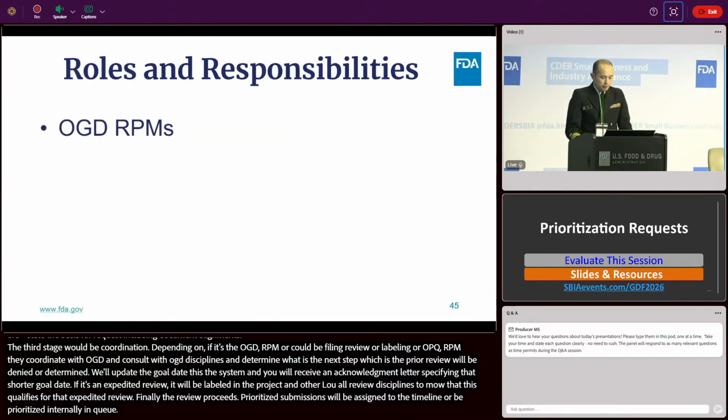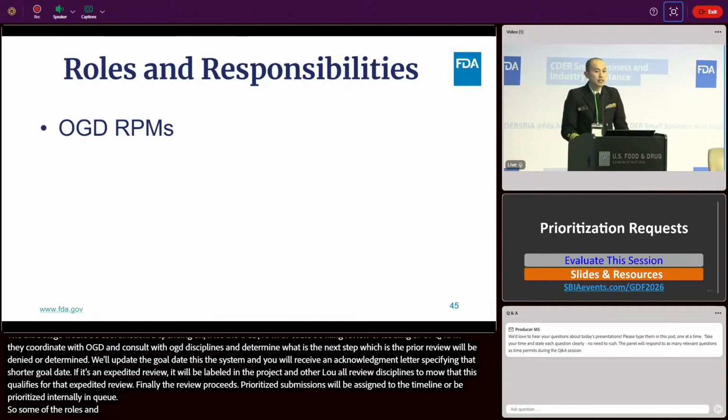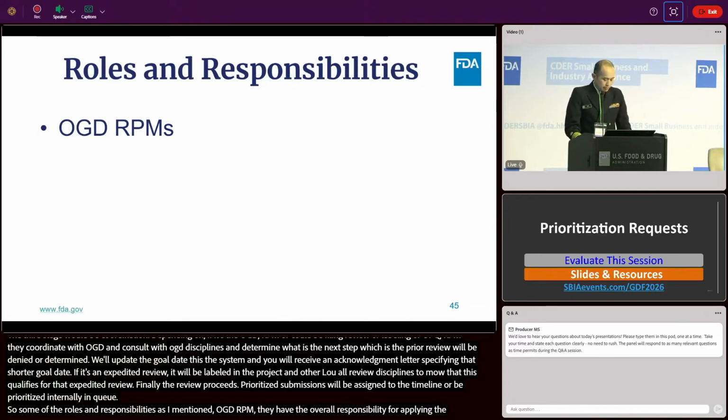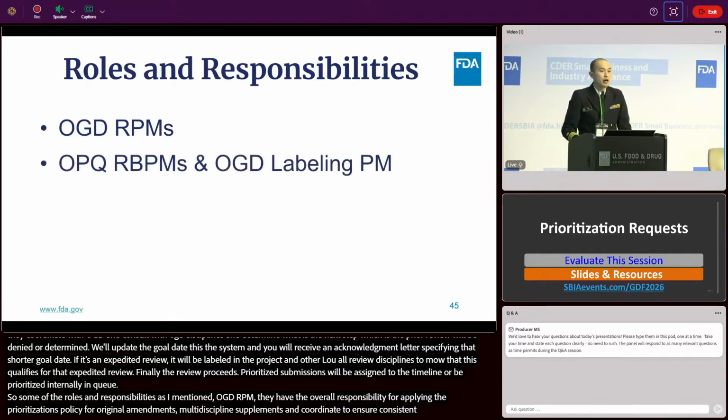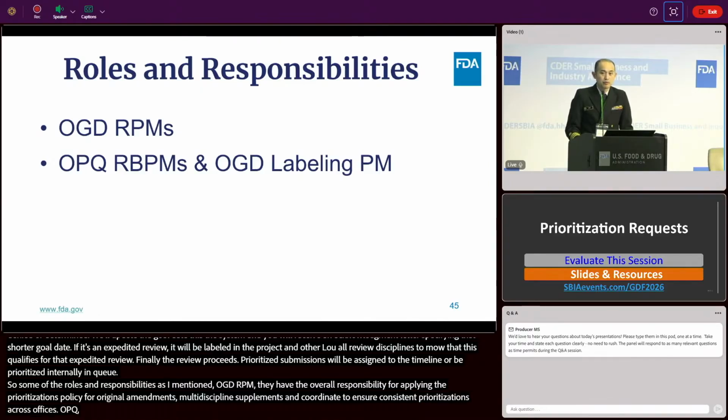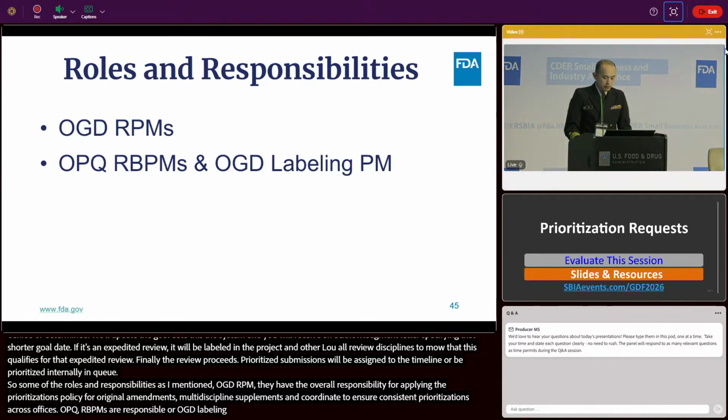So some of the roles and responsibilities, as I mentioned: the OGD Regulatory Project Managers, or RPMs, have the overall responsibility for applying the prioritization policy for original amendments and multidiscipline supplements, and they coordinate to ensure consistent prioritization across offices. The OPQ RBPMs are responsible for OPQ managed supplements, and the OGD labeling PMs would be responsible for labeling supplements only.